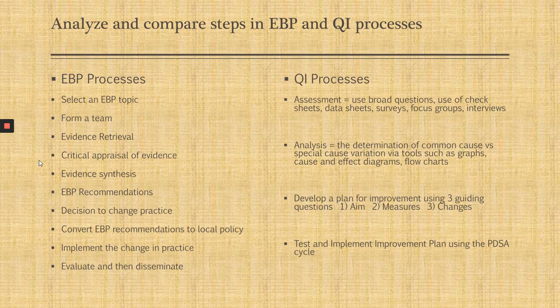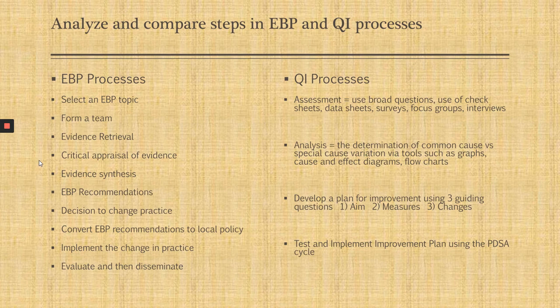And that came from looking at the evidence, looking at the research that was done, and a quality improvement process was engaged to make sure that a change of practice was something that we could actually go for. We then implement the change of practice based on the evidence, based on the plan that we have done to make this improvement. Moving back to the EBP process, we evaluate and then disseminate that change. And under the QI processes, we test and implement the improvement plan using the PDSA cycle.